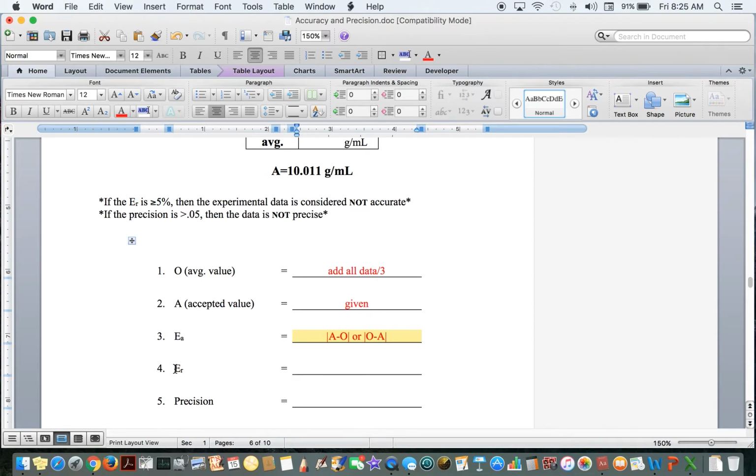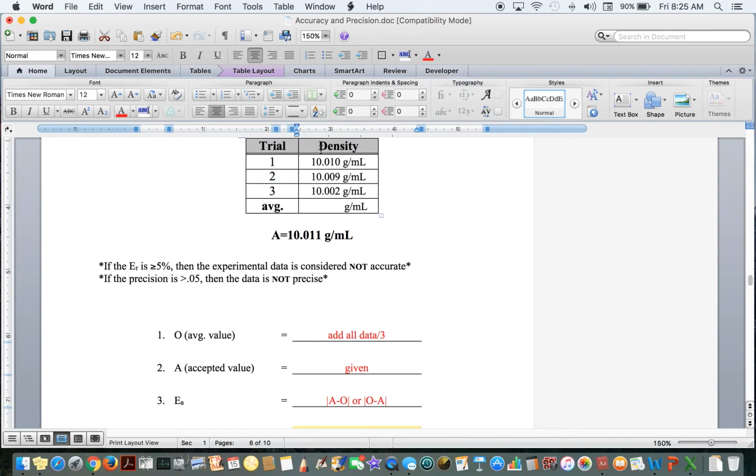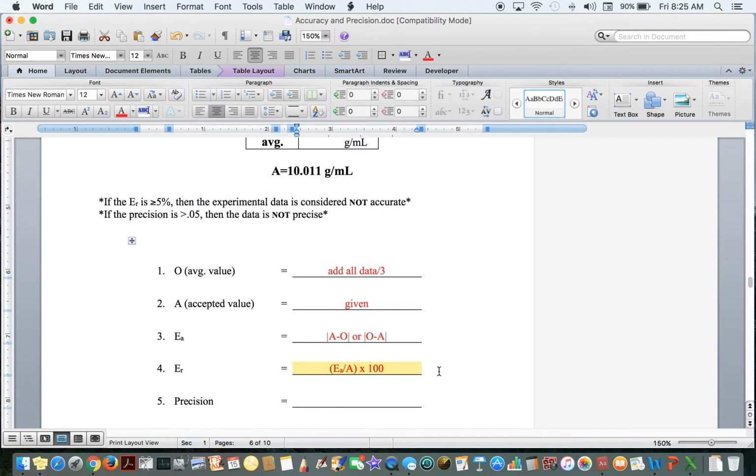The relative error is right here. That's a very simple concept to calculate as well. That's going to be your absolute error, EA, divided by A, times 100. And when you calculate this value, this is going to give you your percent of error within your experiment or within your data. This number is a very important number because this is going to tell us whether we're accurate or not.